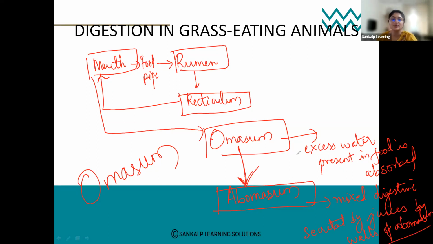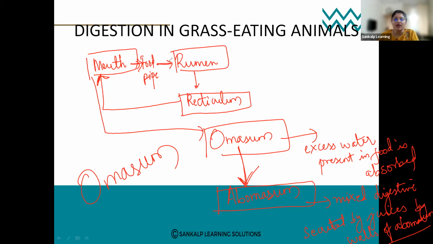So this is the process that is going on. Let me briefly recap. What is done in the mouth? The animal will bite the food, chew a little, and then swallow it with the tongue, and it is passed to the food pipe. The food pipe just passes the food from the mouth to the stomach. In the stomach, there are four chambers: rumen, reticulum, omasum, and abomasum.